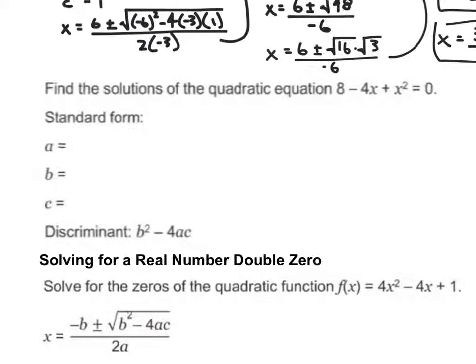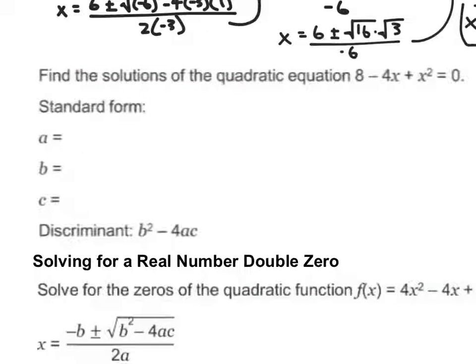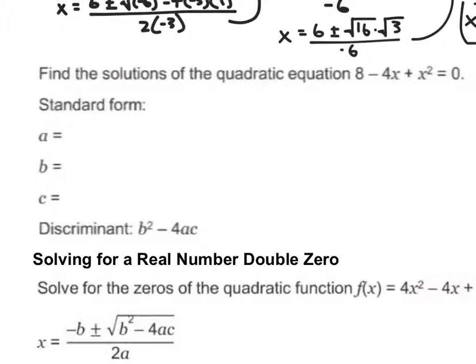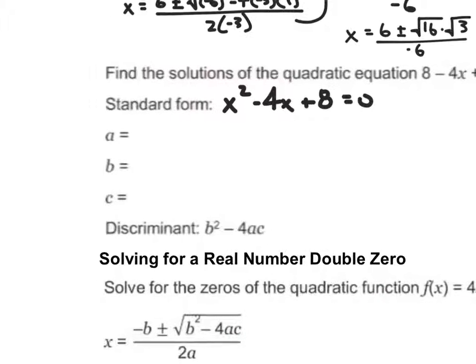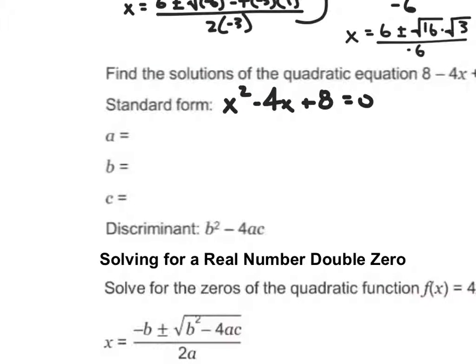Let's take a look at this next one. This is written in backwards form, so let's write this in standard form like we did on the last one. We want our x squared term to go first: x squared minus 4x plus 8 is equal to 0, okay? So with that, let's write out our a, which is 1, our b is negative 4, and our c value is 8.